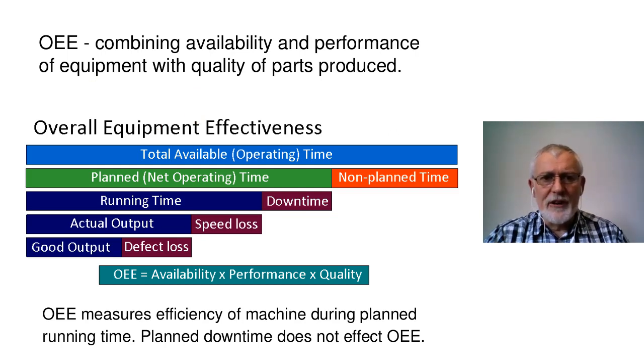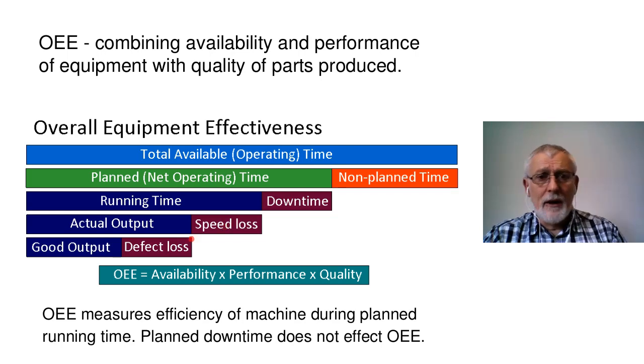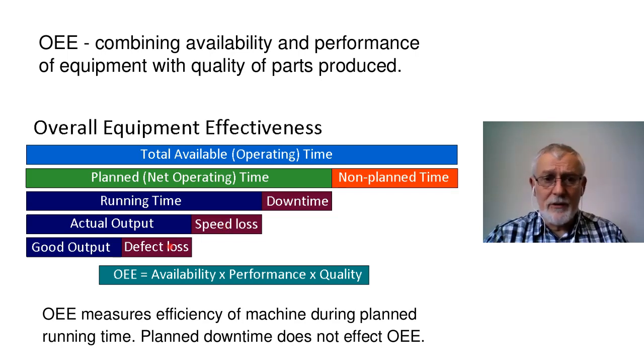You can see the little diagram that we have here where we've got the total available time, then we take out the non-planned time and we're left with the green line here, the planned time. Then within that planned running time, we end up with downtime. We could potentially also lose output because the machine is not running as fast as it should be. And of the output that we do get, we may end up with some defective parts in it.